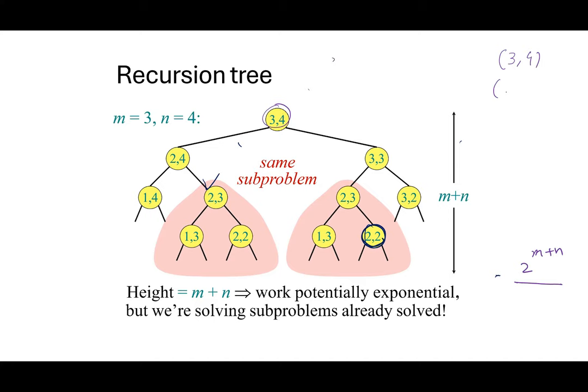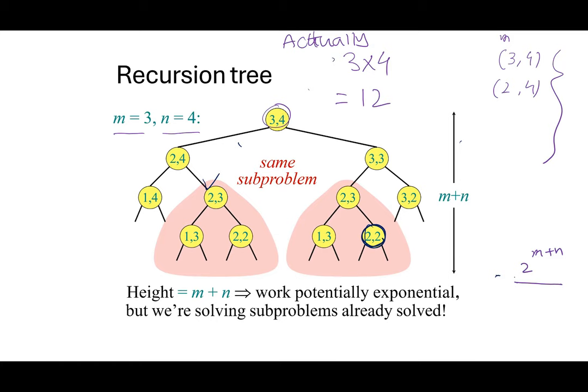If the value of m is 3 and n is 4, how many pairs can we make like this? It is 3 times 4, right? That's actually 12 problems here. So there are only 12 pairs here.